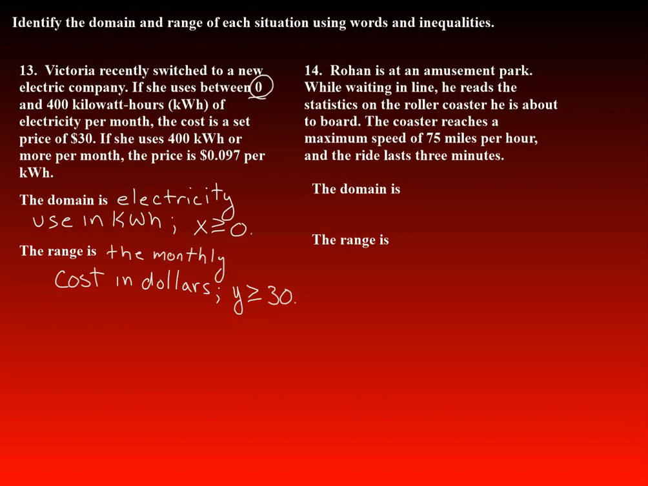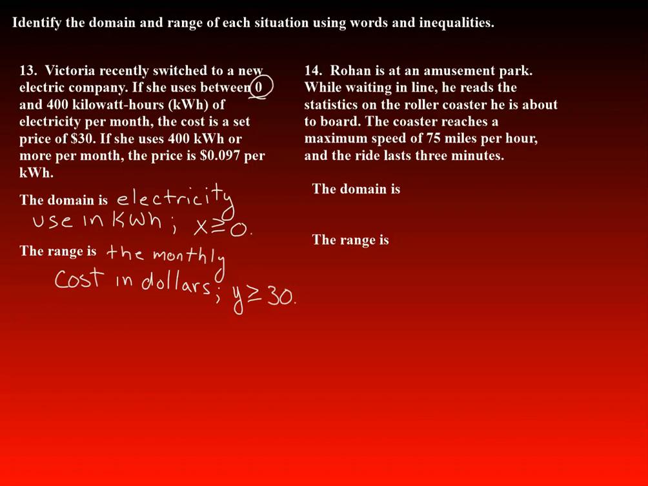So again, I'm going to read 14, and then I want you to pause it and try it. 14 says, Ronan is at an amusement park. While waiting in line, he reads the statistics on the roller coaster he is about to board. The coaster reaches a maximum speed of 75 miles per hour, and the ride lasts for 3 minutes.